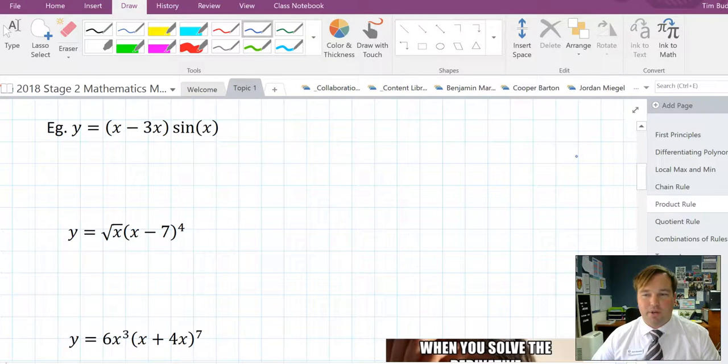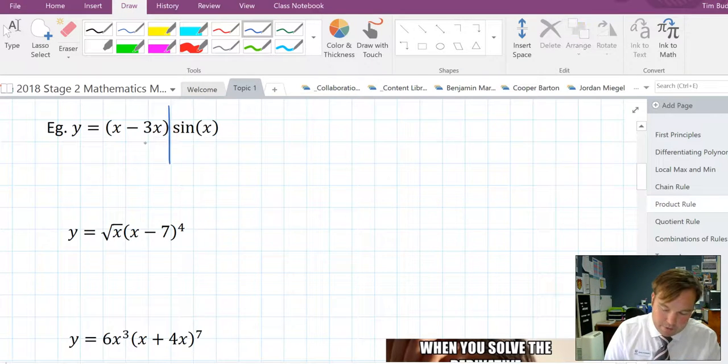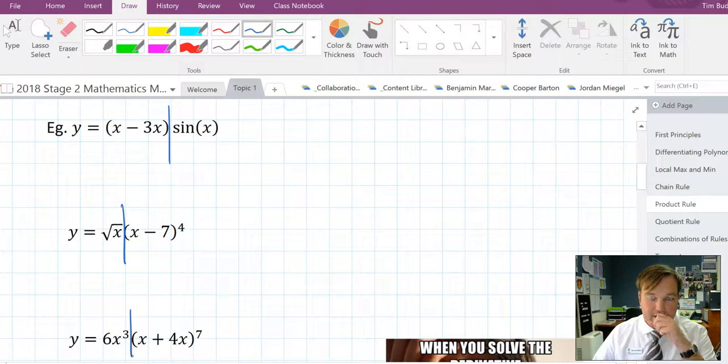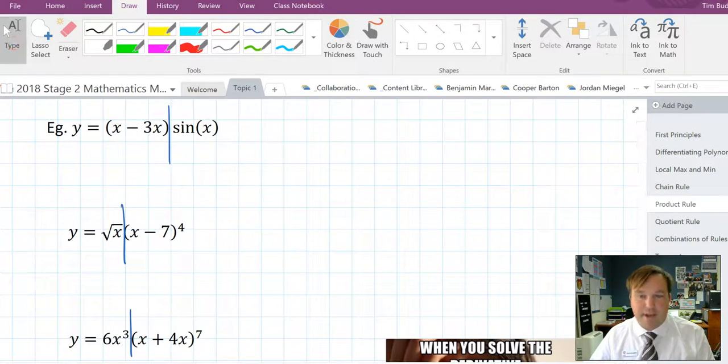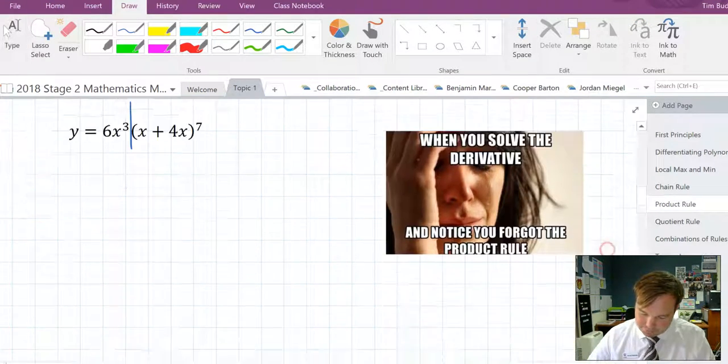Today we're looking at the product rule. The product rule is used when we have two functions that are multiplied by each other, hence the name product, and we want to differentiate them. So clearly here we have one function multiplied by another, two functions there, two functions there. Quite often the product rule is combined with the chain rule. They go basically hand in hand.